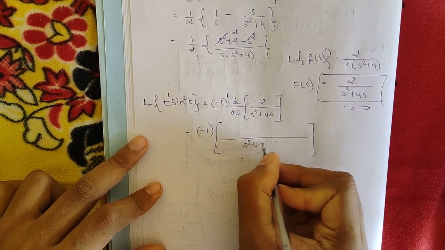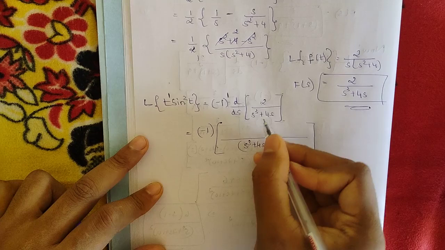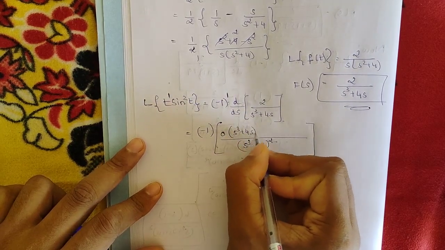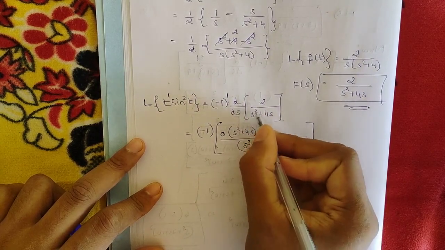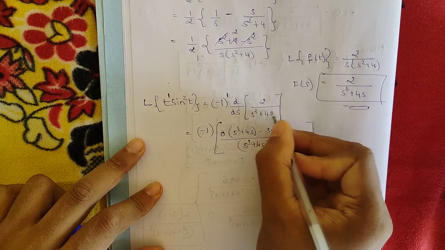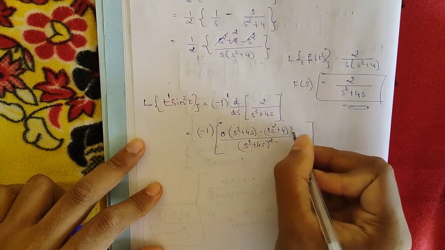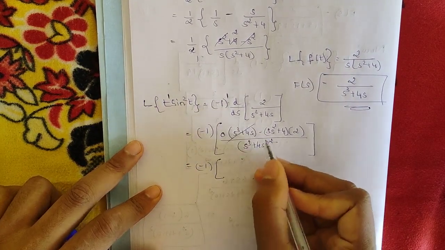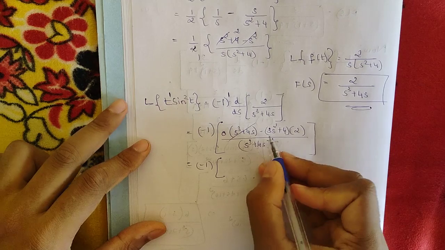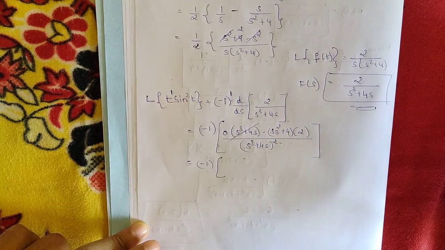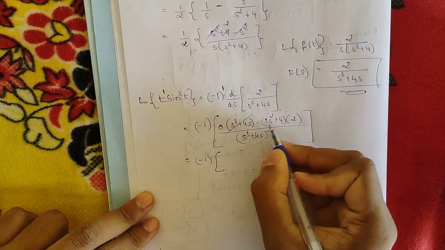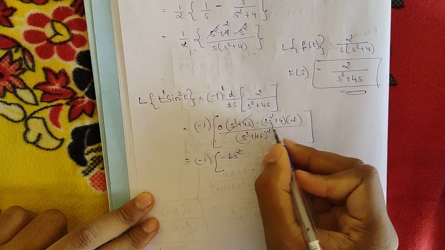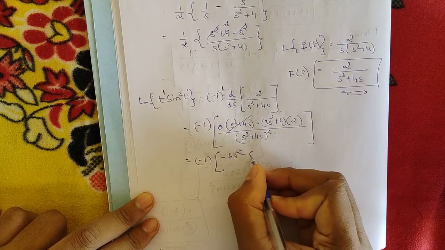Denominator square first, s cube plus 4s the whole square. Differentiation of numerator is 0 into denominator as it is, minus differentiation of denominator, that is s cube differentiation is 3s square, 4s differentiation is 4 into numerator as it is. So minus 1 into, so this goes, so we are left with minus 3s square into 2, that is minus 6s square. 4 2s are minus 4 into 2, that is minus 8.